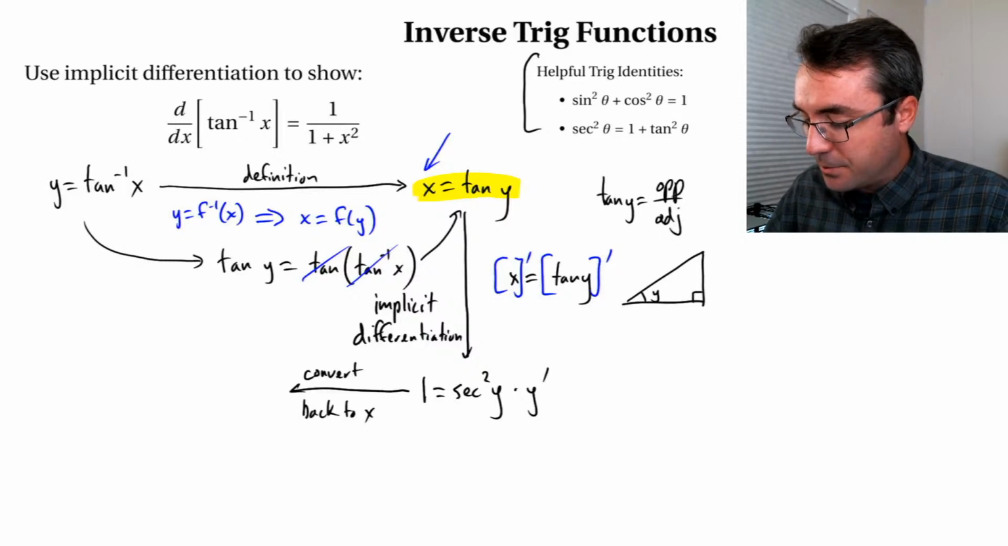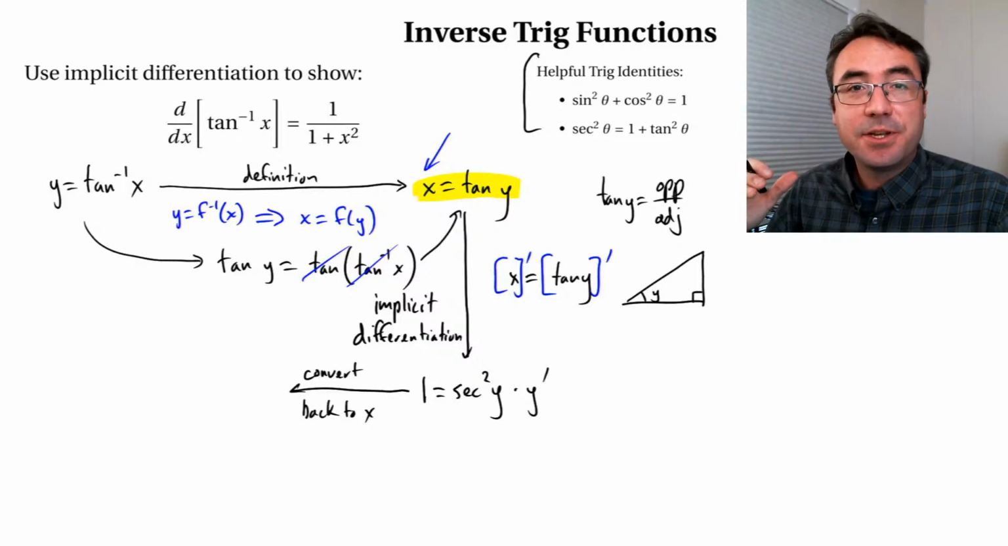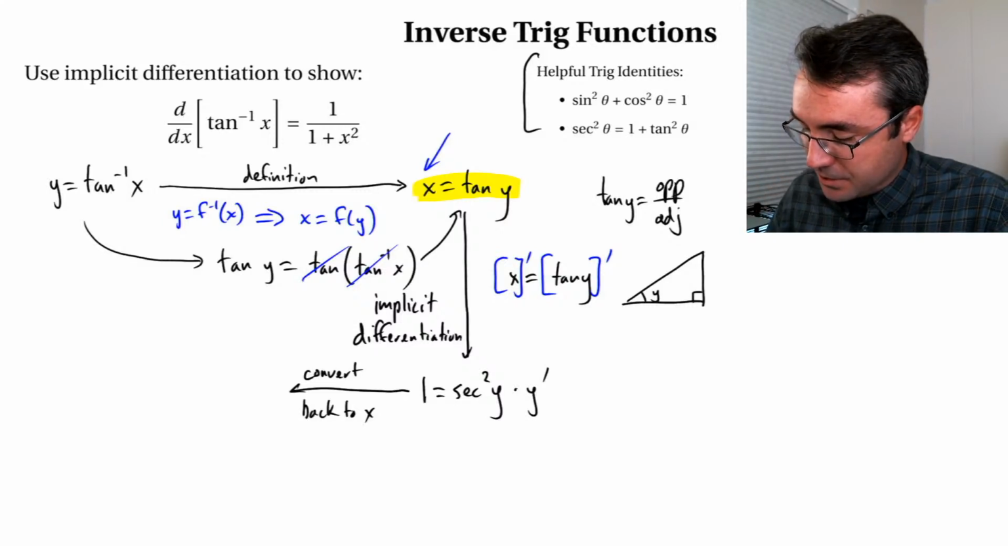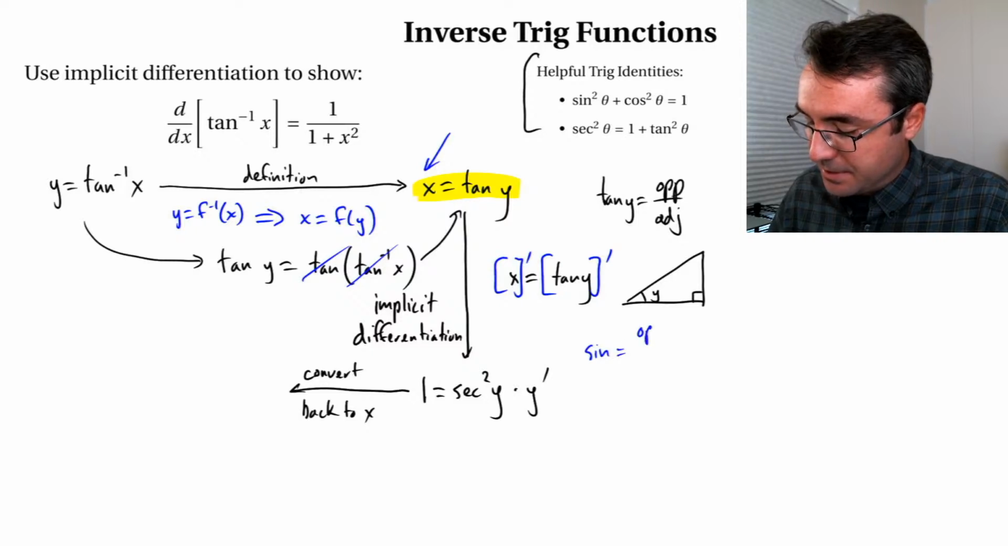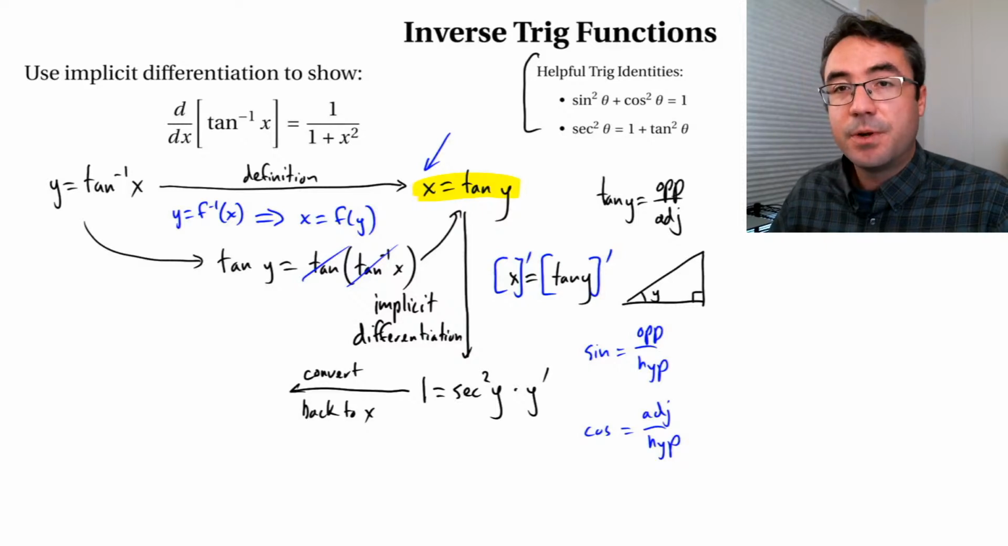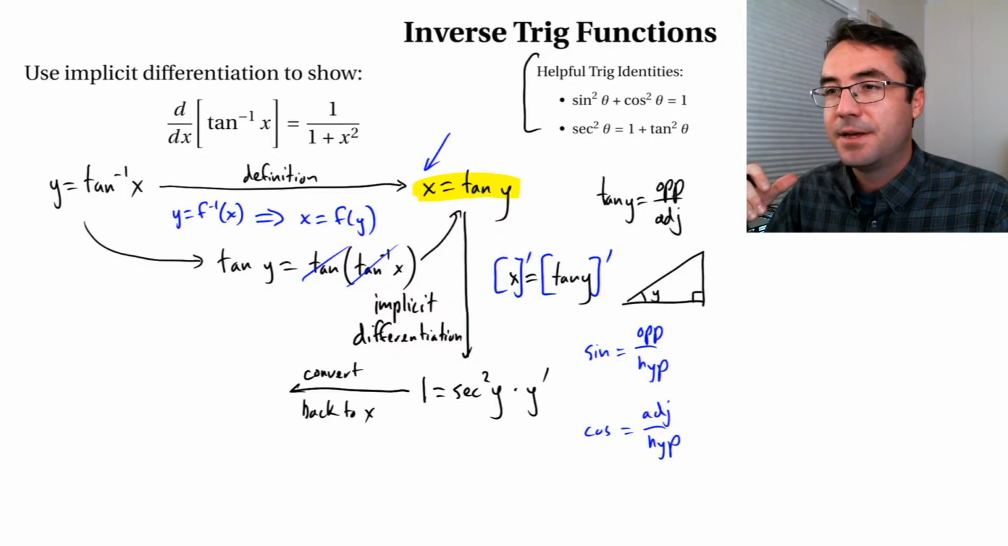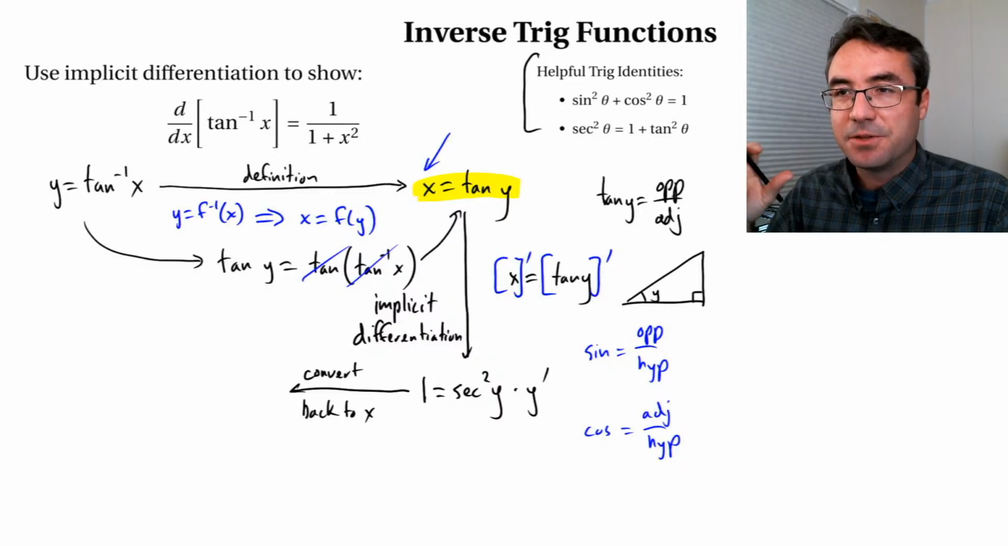So tangent y, we're talking about tangent, it's opposite over the adjacent side. So let's just check that out. Sine is opposite over hypotenuse. Cosine is adjacent over hypotenuse. So when we do sine over cosine, we get opposite over adjacent. Yeah, a little typo there.